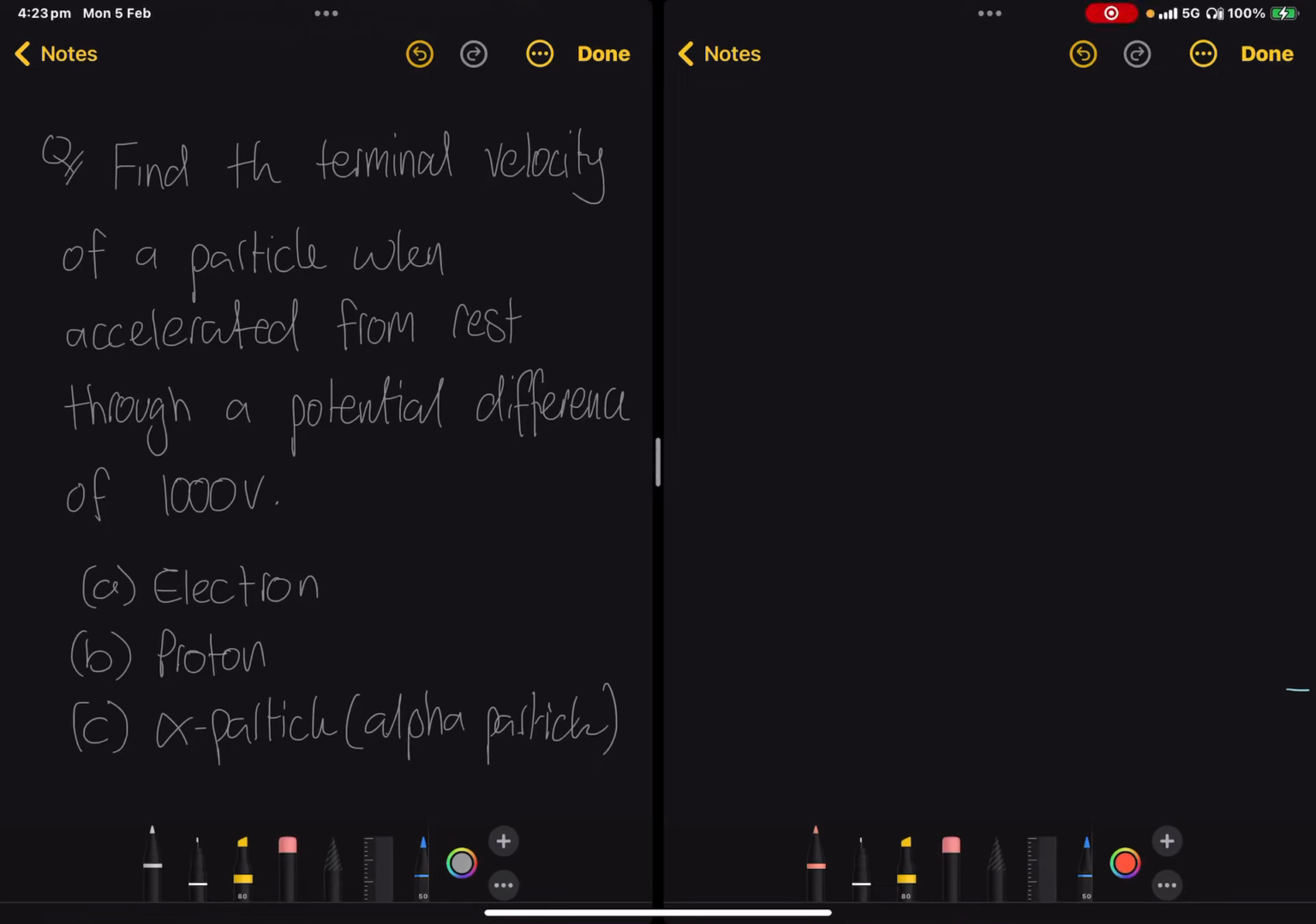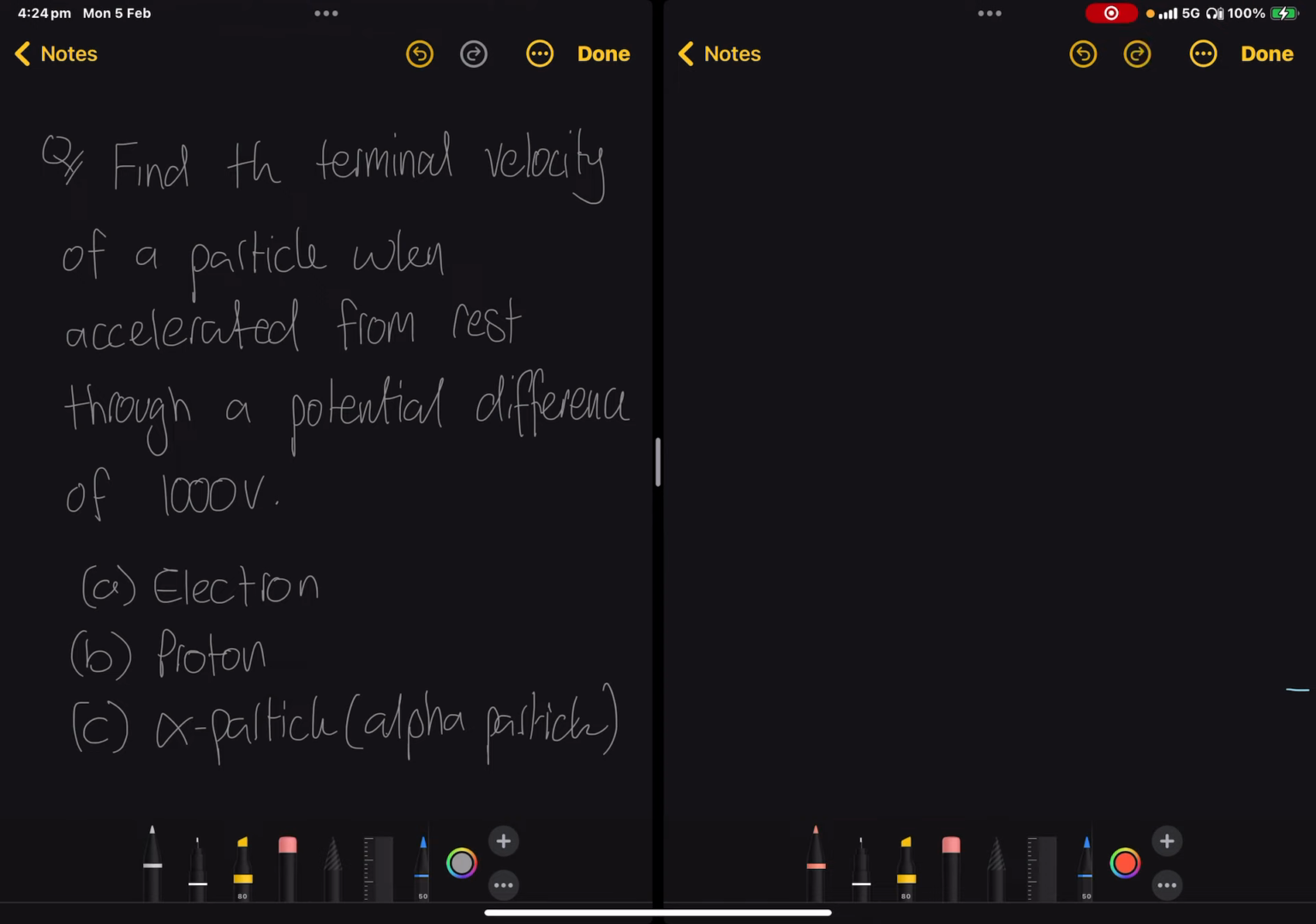Alright, so let's have a look at another electromagnetism question. Here we're told to find the terminal velocity of a particle when accelerated from rest through a potential difference of 1000 volts. We are given 3 particles. We're asked to do this for an electron, then for a proton, then for an alpha particle. Okay, so we'll do the electron, we'll set up our general framework for this first.